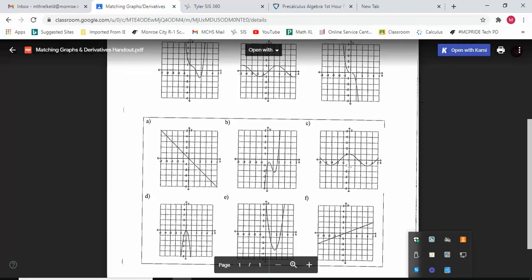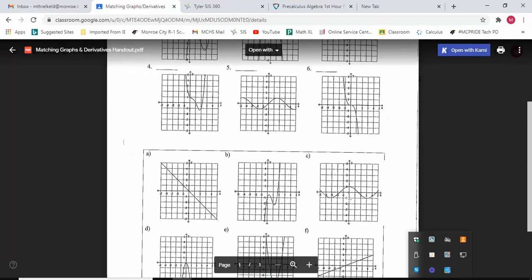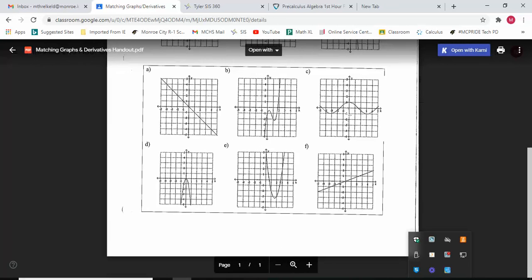Remember, this is the graph of sine. And what have we said the derivative of sine is? Cosine. Isn't that a cosine graph? Alright, this one is decreasing the entire time, so its derivative is always negative. So that would be D. Okay. We'll try another one of these maybe tomorrow, looking at some graphs some more.